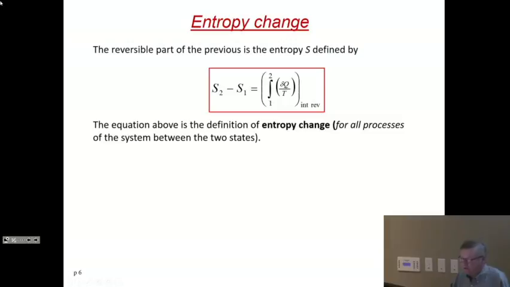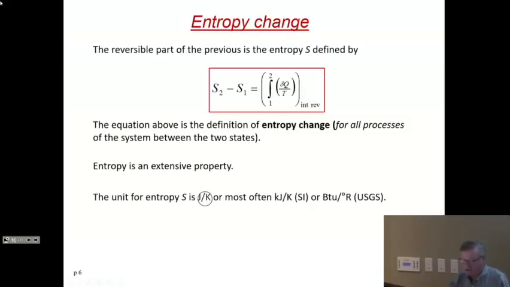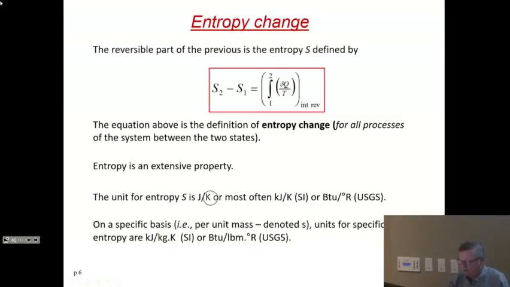That equation defines the entropy change for any process between two states. But of course, it's only definitely the total entropy if the process follows the reversible transformation path. This then is an extensive property, as I have said. The unit in SI units is joules per Kelvin, often kilojoules per Kelvin, and in English units, it's BTU per degree Rankine. Notice that we use absolute temperature scales here.